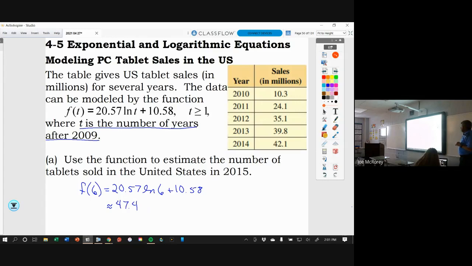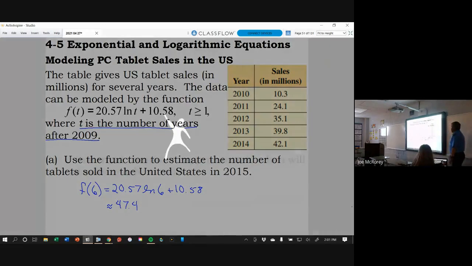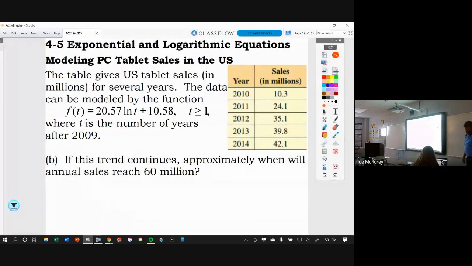So 47.4 million. Based on the data, we could estimate that the number of tablets sold in the United States in 2015 is 47.4 million. Well, that wasn't so hard, and that's a stats question. I mean, it's just coming off the data and answering a data question. Next question. If this trend continues, when will cells reach 60 million?